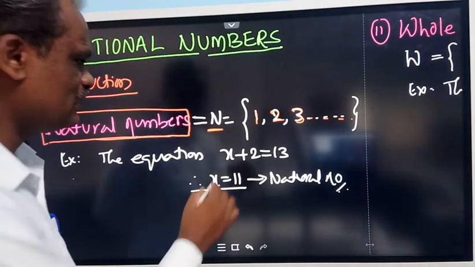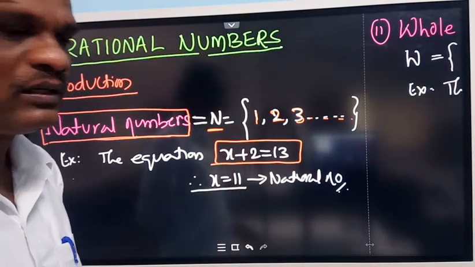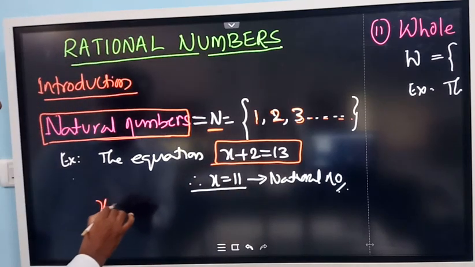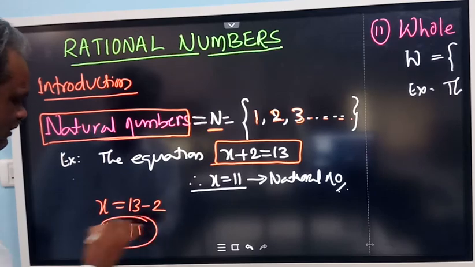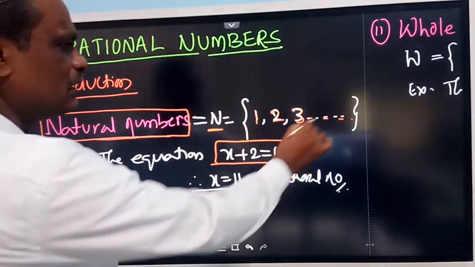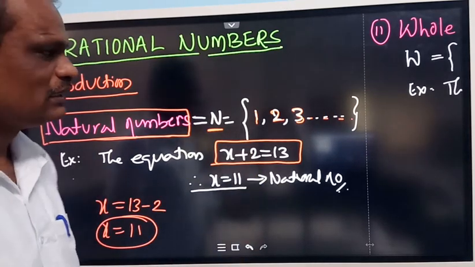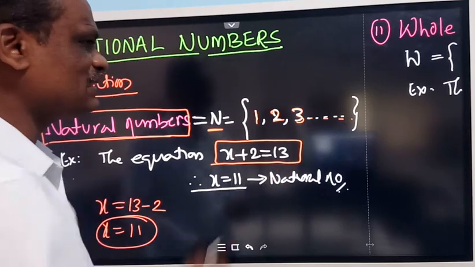You see, we use in algebra an equation here: x plus 2 is equal to 13. Look at this equation. When you solve this one, what is the value of x? You will get x is equal to 13 minus 2, x is equal to 11. So look at this, 11 is a natural number. It is found in this group. So we discussed this is one kind of number. It includes only 1, 2, 3, 4, 5, like that up to infinity. This is called natural numbers.